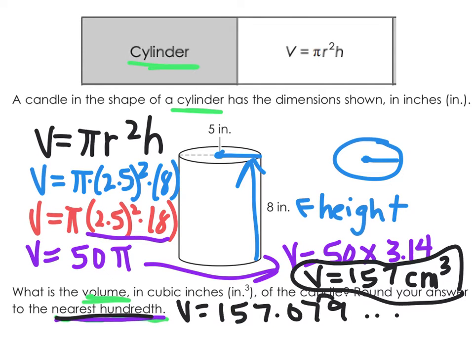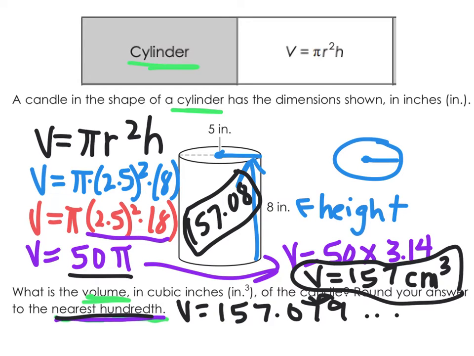So this 9 would make the 7 go up to an 8. So my final answer would be 157.08, and that is if I use the pi button. So either one, all of these answers would be correct, 50 pi or 157 or 157.08. Oh, and by the way, the cylinder will be the most commonly used question. It has been in the past on the state test, so this would be the one that we'd want you to get really good at solving.